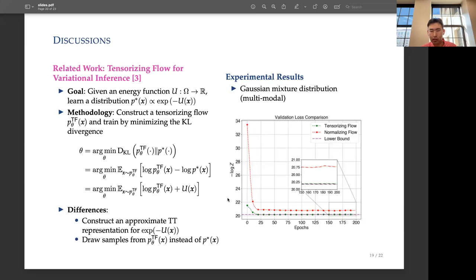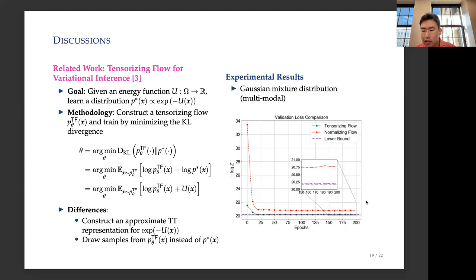And here are some experimental results. I think this is pretty strong. So this figure basically shows that you can do variational inference almost accurately for this Gaussian mixture distribution.